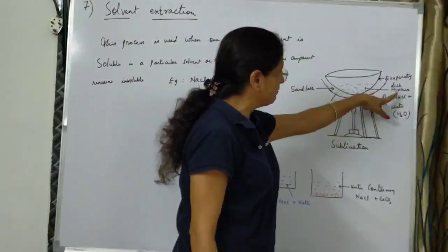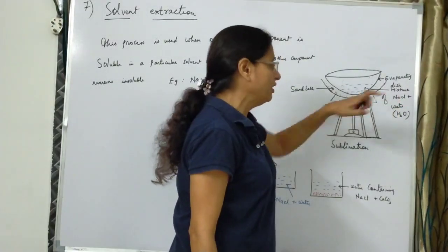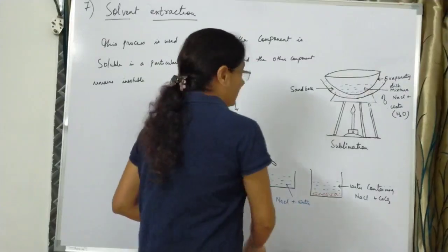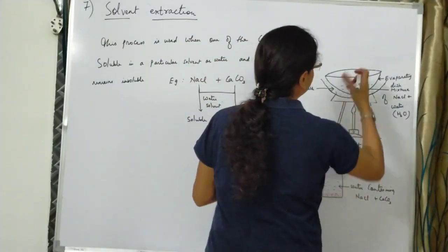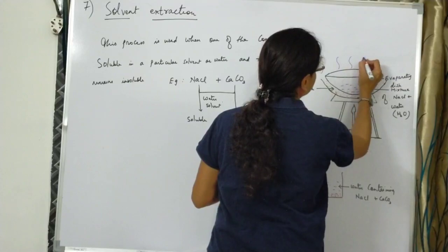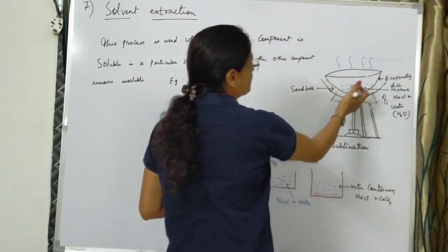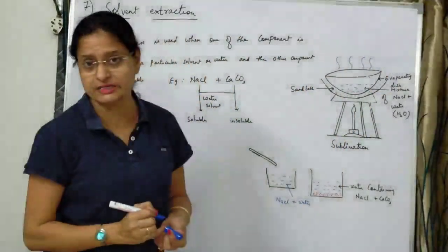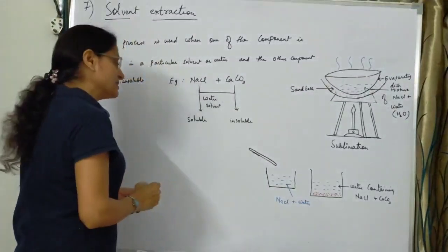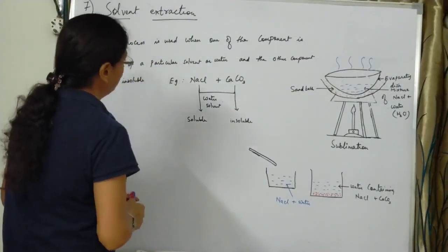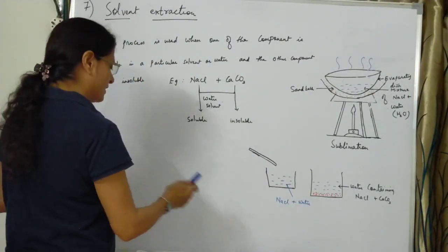So our mixture is what? Sodium chloride and water. So what will happen? Water will be evaporating out, alright, and sand will be left behind. So in this way, we can separate our components. This method is solvent extraction.